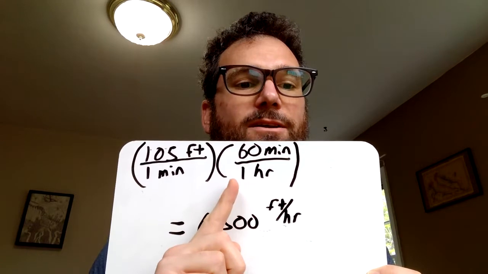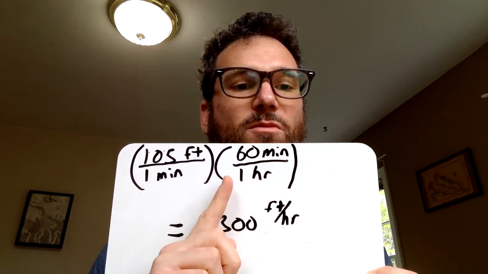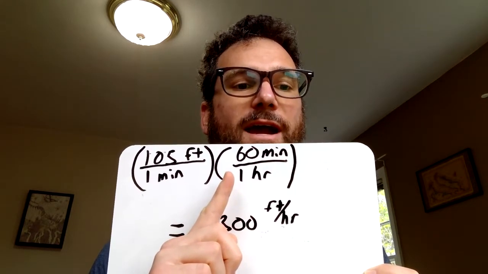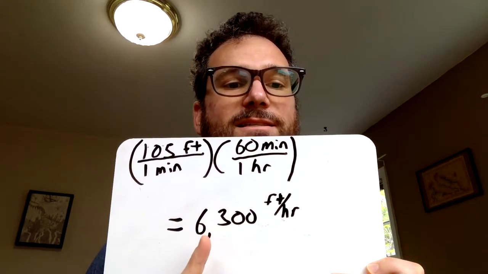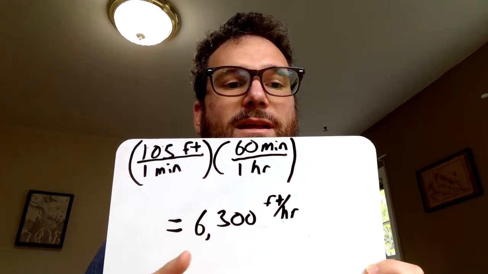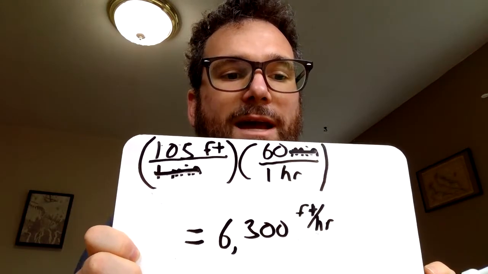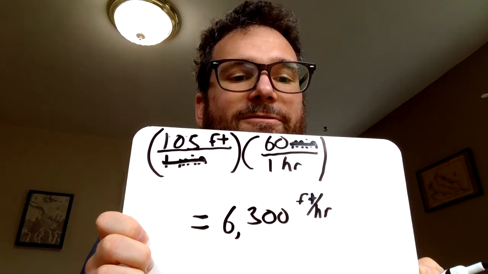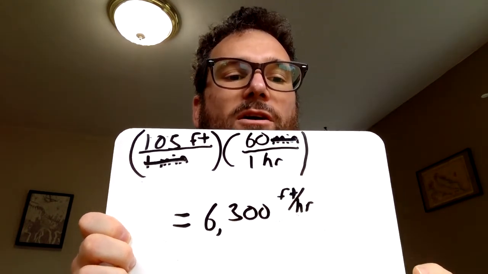And since we want to get rid of minutes and be left with hours, notice I put minutes in the numerator and hours in the denominator. So just like in the last one, we're going to multiply the fraction, where we multiply across 105 times 60 gives us 6,300. And then minutes, because we have a minutes in the numerator and a minutes in the denominator, those are going to divide out, and our label that we have left is feet per hour, giving us 6,300 feet per hour.